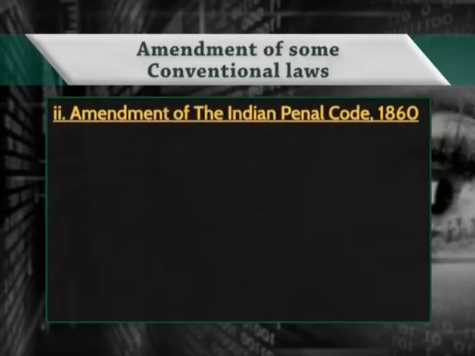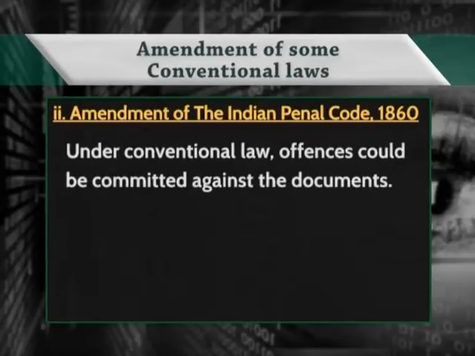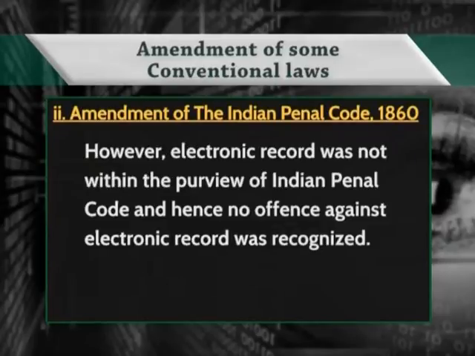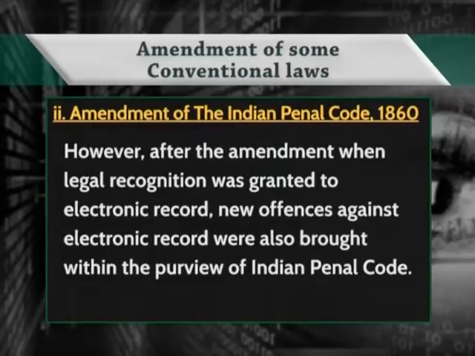Now, I would like to clarify the amendment in the Indian Penal Code 1860. Under conventional law, offences could be committed against documents. However, electronic record was not within the purview of the Indian Penal Code and hence no offence against electronic records was recognized. However, after the amendment, when legal recognition was granted to electronic records, new offences against electronic records were also brought within the purview of the Indian Penal Code.